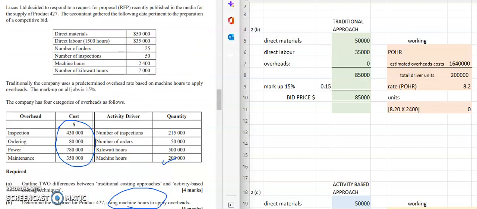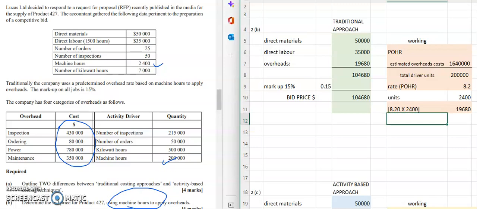So the question then is, how many machine hours did product 427 use? So we come here and we see that product 427 used 2,400 machine hours. So I'm just going to put that in here. And therefore, if we multiply the units by the rate, we will get the overhead costs under the traditional method. So I've inserted that overhead cost into my formula. Remember, the direct materials and direct labor are already traceable, so we don't have to worry about that. It was the overheads that we had to assign. So I've now assigned those overheads, 19,680, and that gives me a total of 104,680.